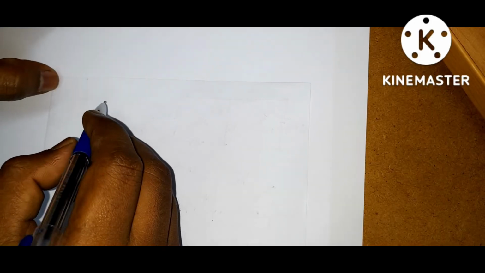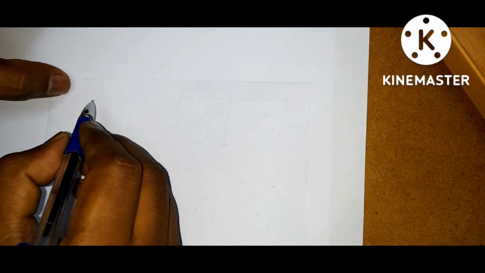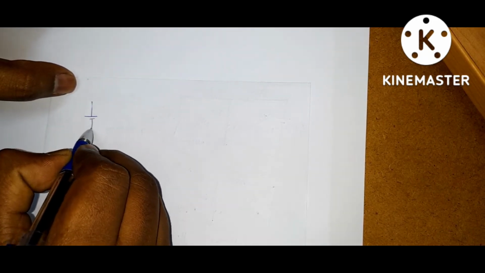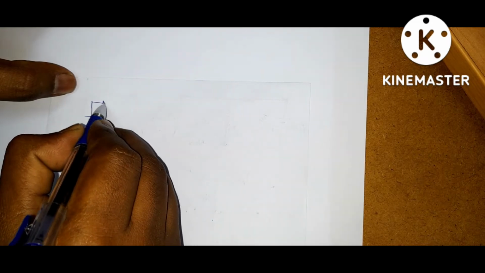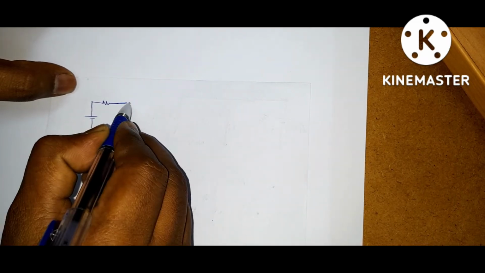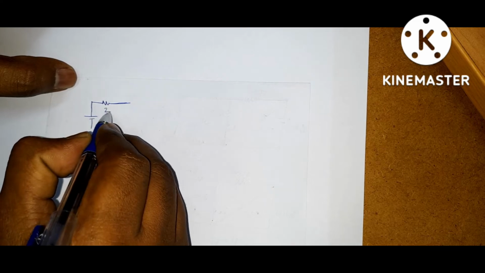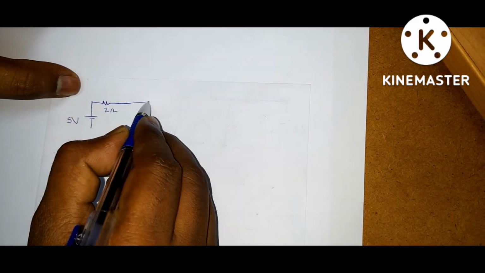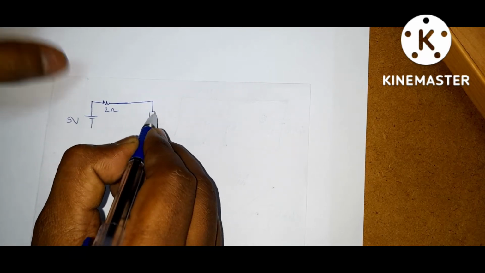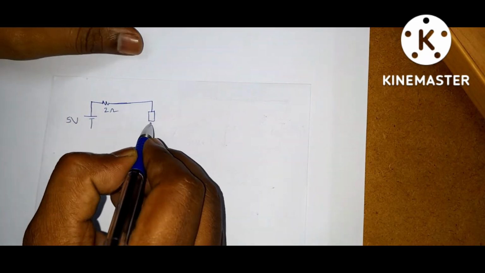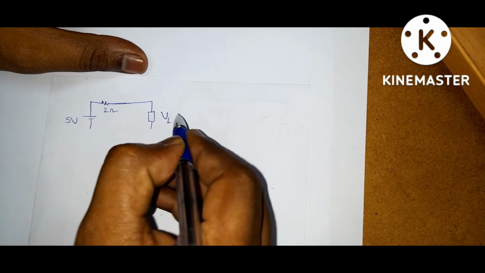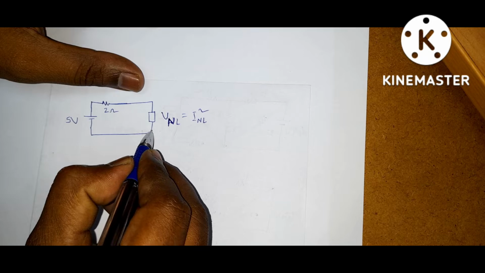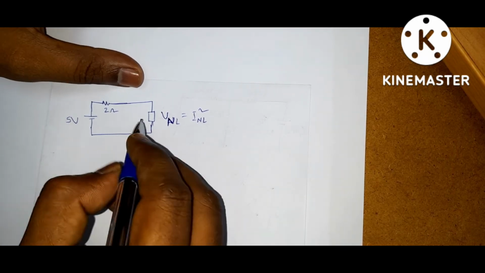In the question, what is given? A practical voltage source. Practical voltage source means the voltage source in series with some internal resistance, that is, internal impedance. Here the impedance is given as 2 ohms and the voltage source value is 5 volts, and it is connected across a non-linear element whose voltage current relationship is given by VNL is equal to INL square. This is the circuit.